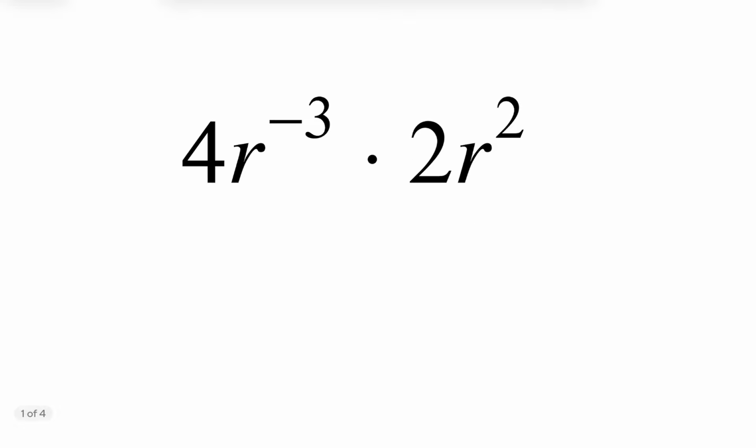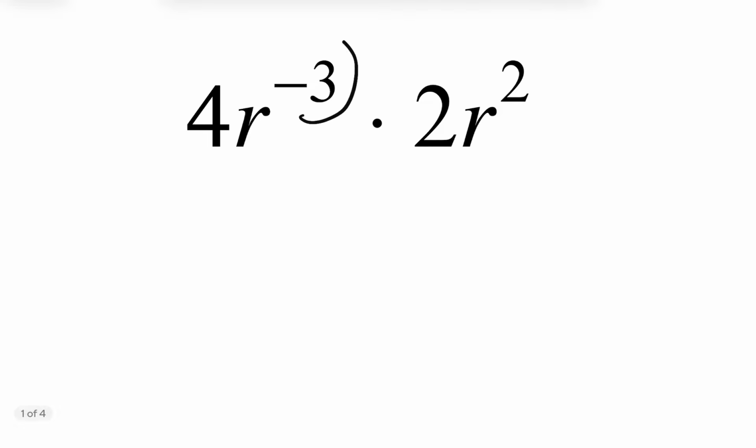Let's do another one. Now, this negative exponent, what this really means is I like to say it's on the wrong side of the tracks. But what is on the wrong side of the tracks? And what are the tracks? Remembering that this -3 is only attached to that r.